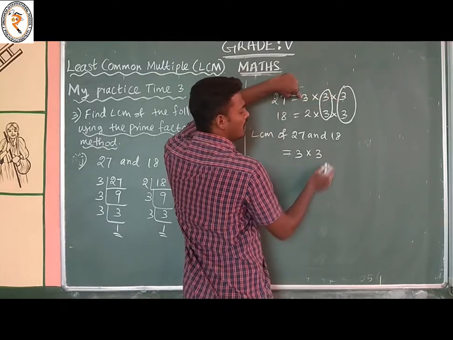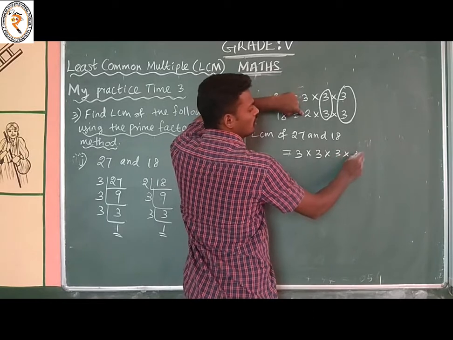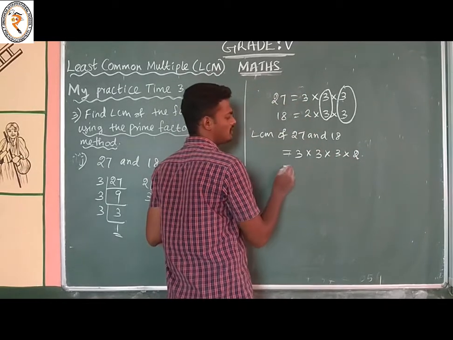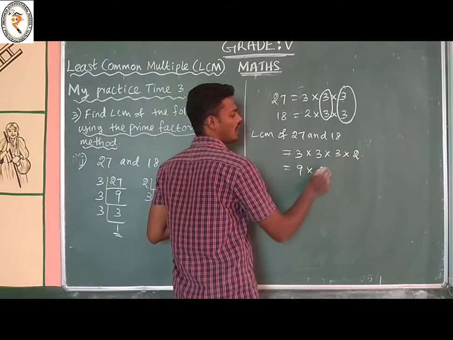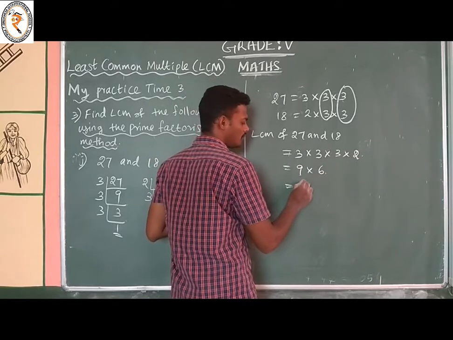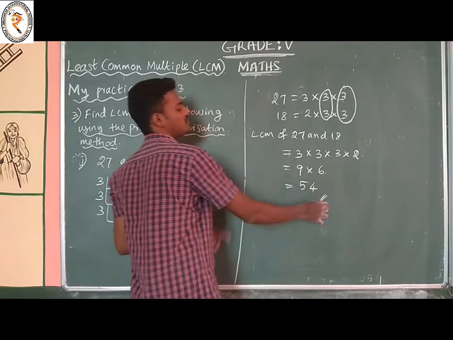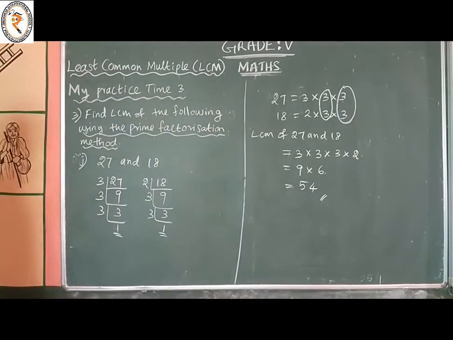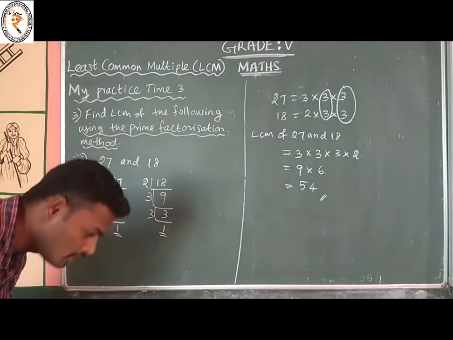And the other numbers 3 into 2. So 3 3s are 9, 9 6s are 54. The LCM of 27 and 18 is equal to 54.